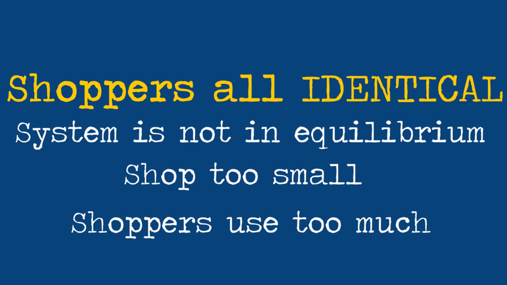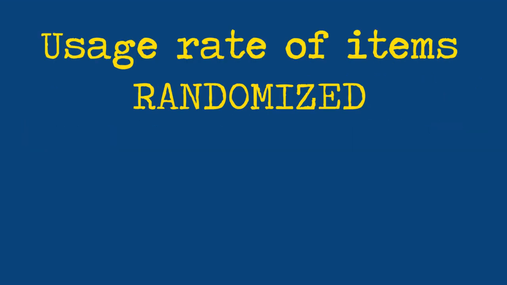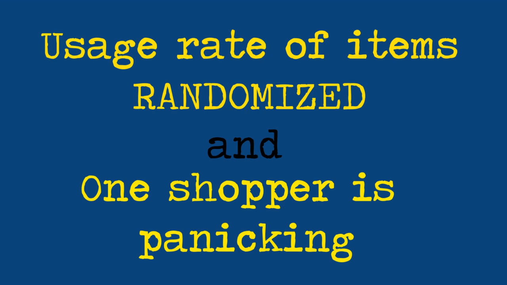I have fixed the simulation, so now it is in equilibrium, by making the usage rate of the items randomized, meaning the shoppers will visit on different days. Also, to demonstrate how huge panic can be created by a single shopper, I have set a single shopper to be incredibly panicked at the beginning. This is shown by the red eyes, which will only appear on very panicked shoppers.